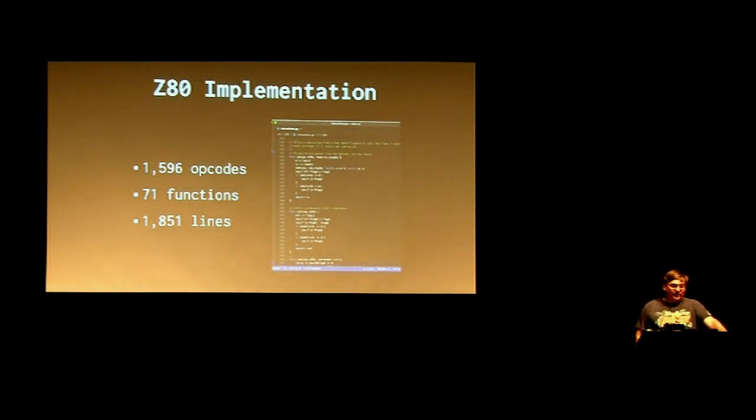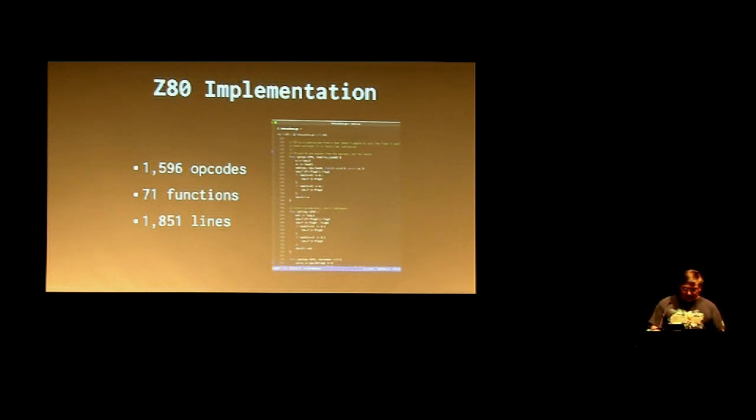The Z80 actually has 1,596 opcodes, which is about 10 times more than the 6502. I wrote that in 71 different functions that ended up being 1,851 lines of code. Now notice I don't have how many test lines of code I wrote, because I didn't write any tests. I was like, you know what, I've done a lot of testing already. I'm tired of writing tests. Let's see if somebody else has written tests.